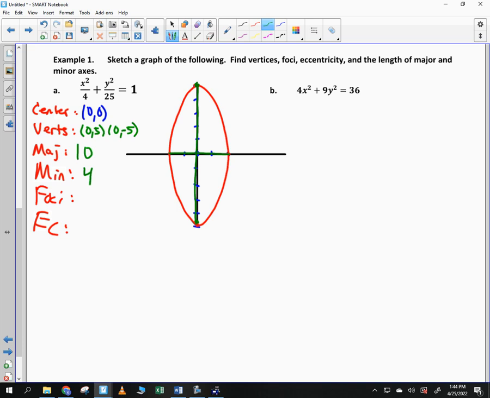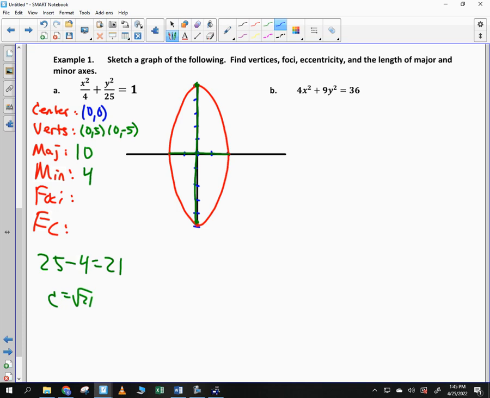In order to find the foci and the eccentricity, what value do I have to find? I must find C. What is my equation for C? A squared minus B squared is C squared. What is A squared? It's always the larger of the two because you want to subtract to get a negative. So 25 minus 4 is 21. So that means C is equal to the root of 21. Somebody approximate the square root of 21 for me. Between 5 and 4, yep, I bet it's about 4.6.